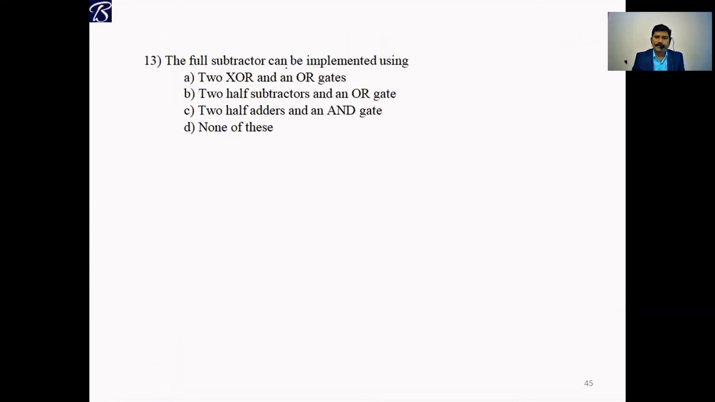Let us see here, the full subtractor can be implemented using, okay, we know that two half subtractors and one OR gate. So option B is correct. Yeah, option B is correct.